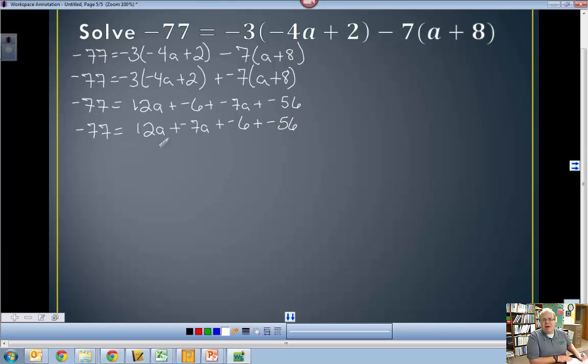Now I can combine my like terms. Well, 12a plus negative 7a: I have $12, I owe my mom $7. That means I have $5 left in my pocket. I owe my dad $6. I owe Mr. McCarter $56. So in total, how much do I owe? Well, 6 plus 56 is going to be 62. So I have a negative 62.